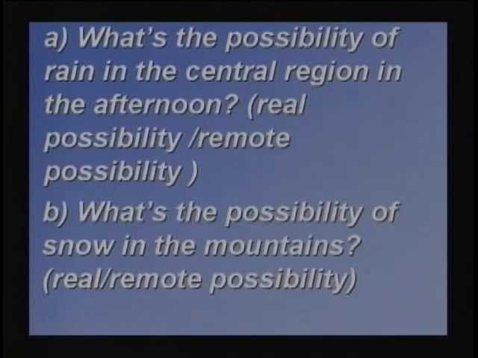Vas a expresar en dos oraciones, una que exprese la posibilidad real de que llueva y otra en la que expreses una posibilidad más remota de que llueva. Item B. What's the opportunity or possibility of snow in the mountains? Igualmente, vas a escribir dos oraciones, una expresando la posibilidad real de que nieve en las montañas y otra en la que expreses que es una posibilidad remota y no real. Copy this on your notebooks.